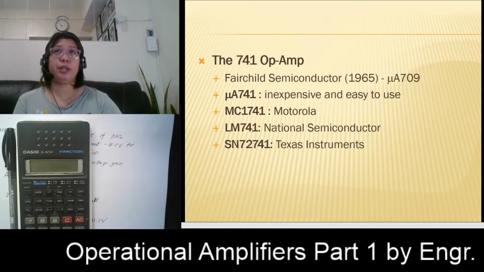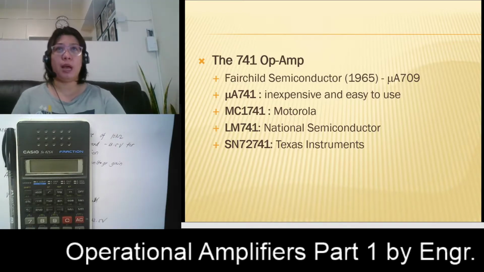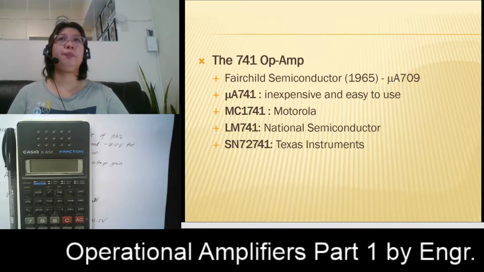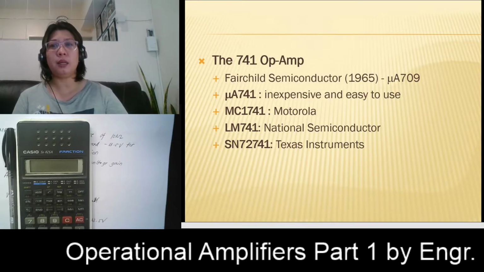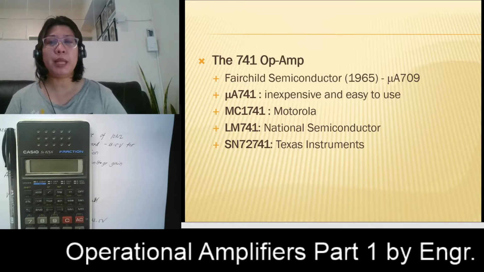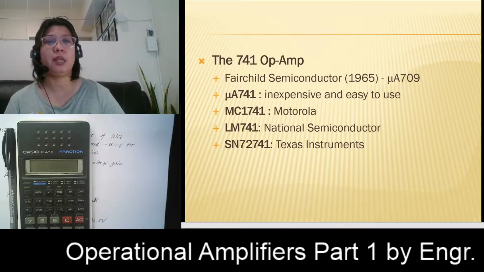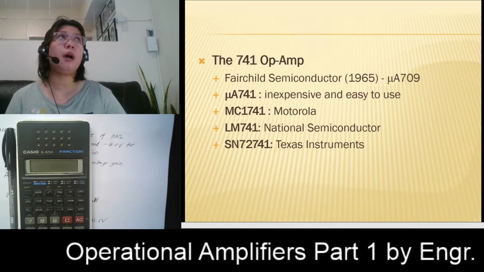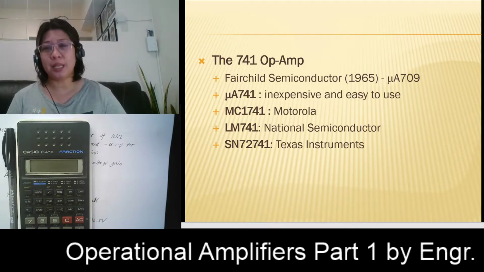We have here your 741, the 741 op amp. Although successful, the first op amp was manufactured by Fairchild Semiconductor in 1965, and it was called the Micro A709. Although this is considered successful, this first generation op amp had many disadvantages.